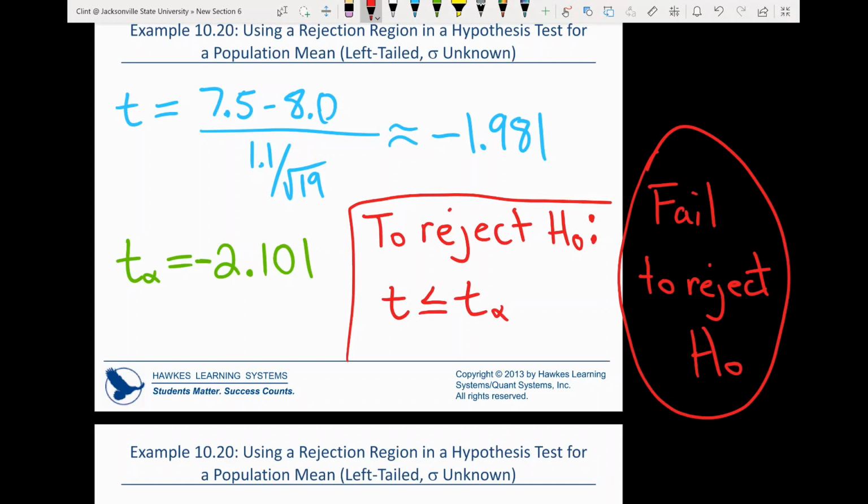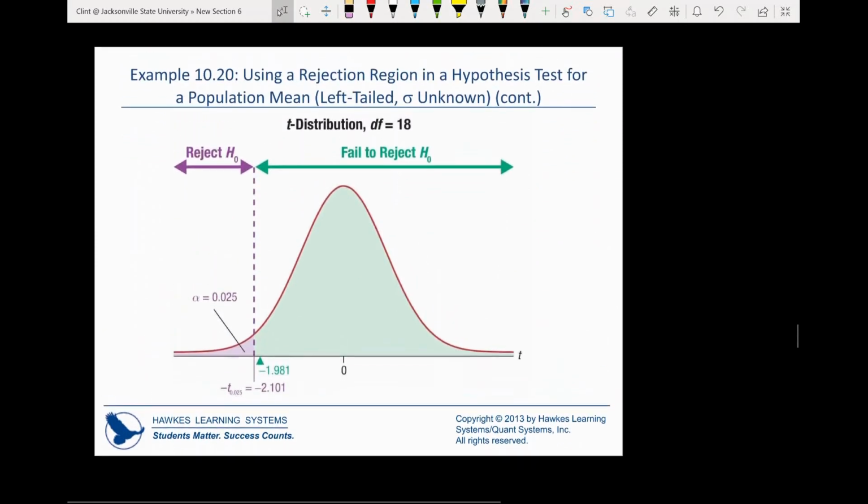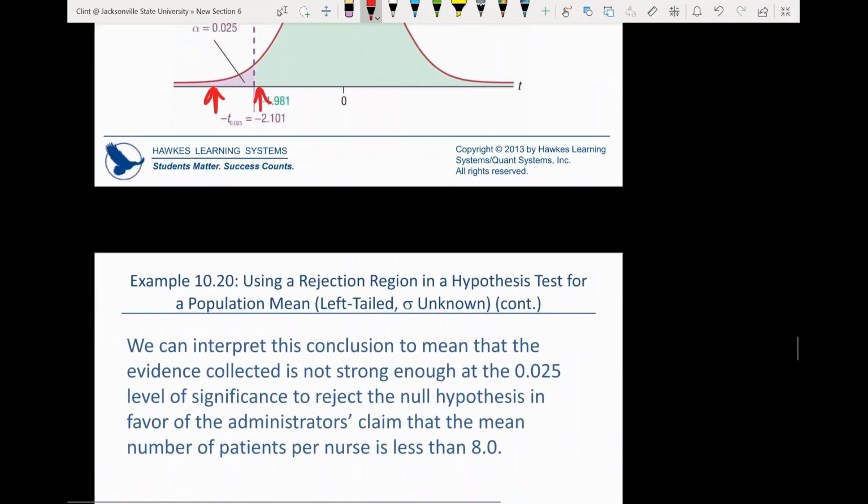Let's look at one more. Okay. So that was one-tailed. Here's the picture of what's going on. In order to reject the null hypothesis, our test statistic would have to be over here. But it's not, it's over here, outside the rejection region, so we fail to reject the null hypothesis on this one. Okay.